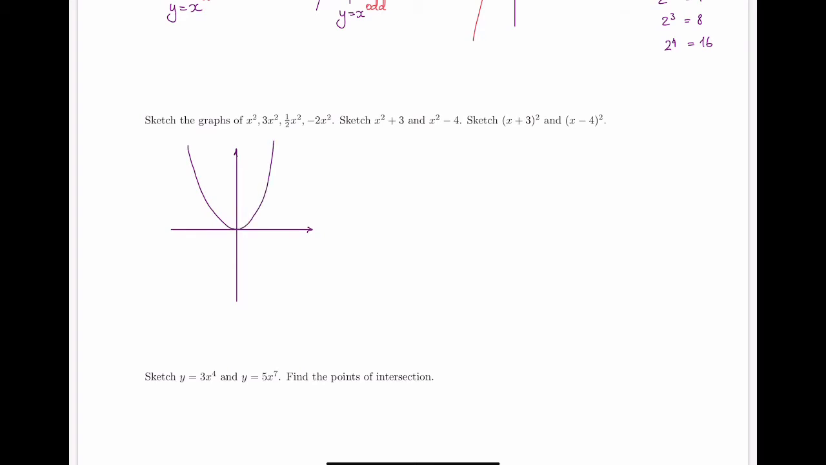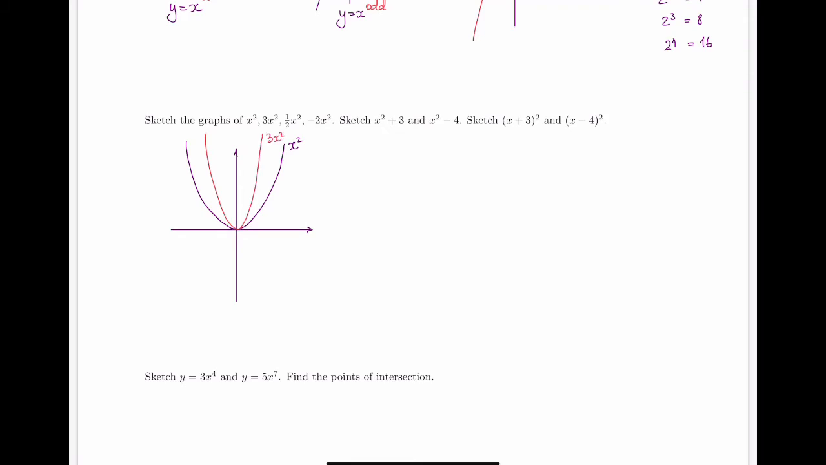So normally I will start with the base graph of x squared. So let's say this is x squared. If the coefficient in front of it is bigger than 1, then this will correspond to a stretch. So 3x squared will be the same parabola as before, but now stretched out.